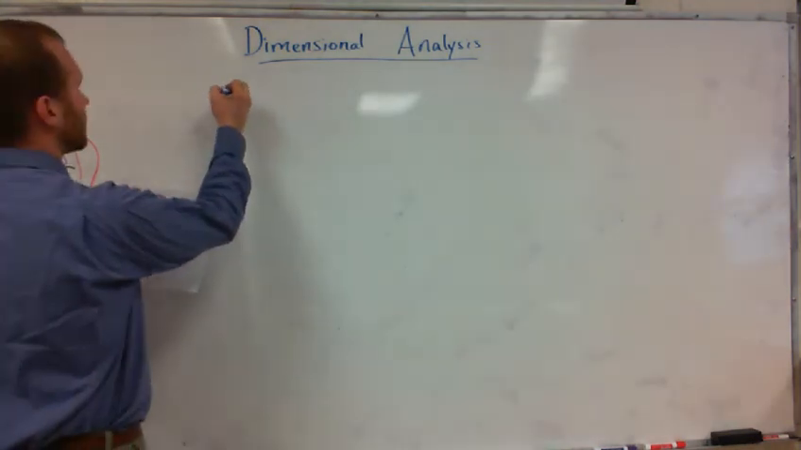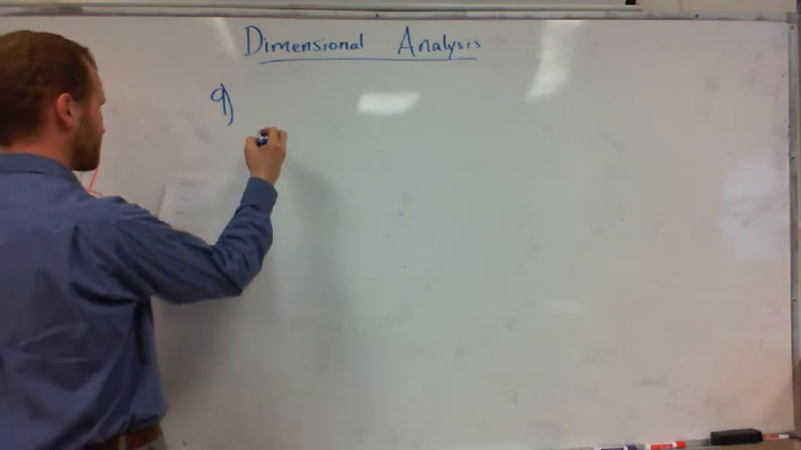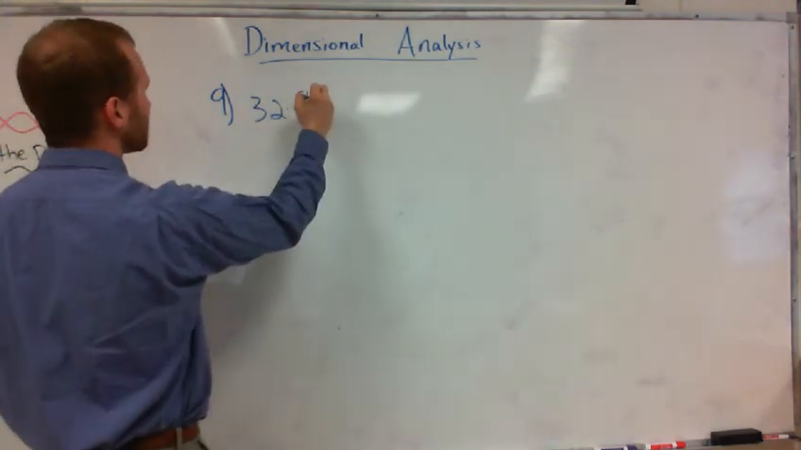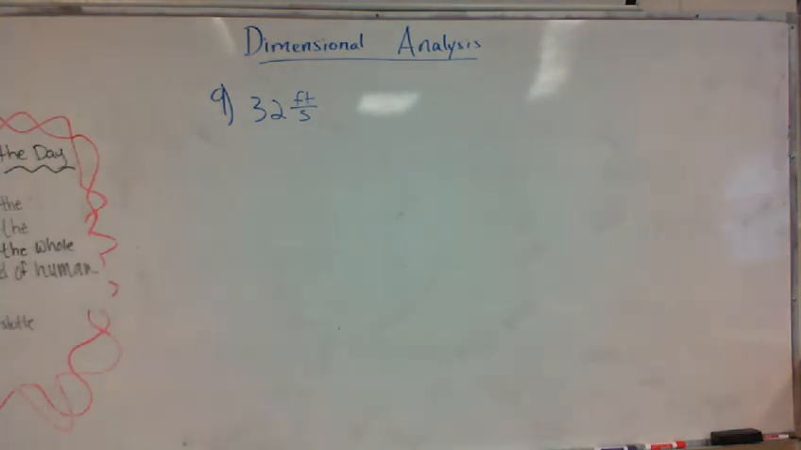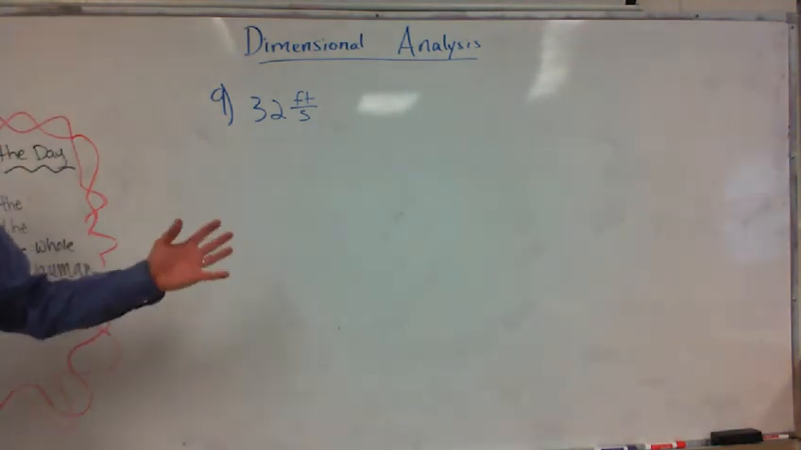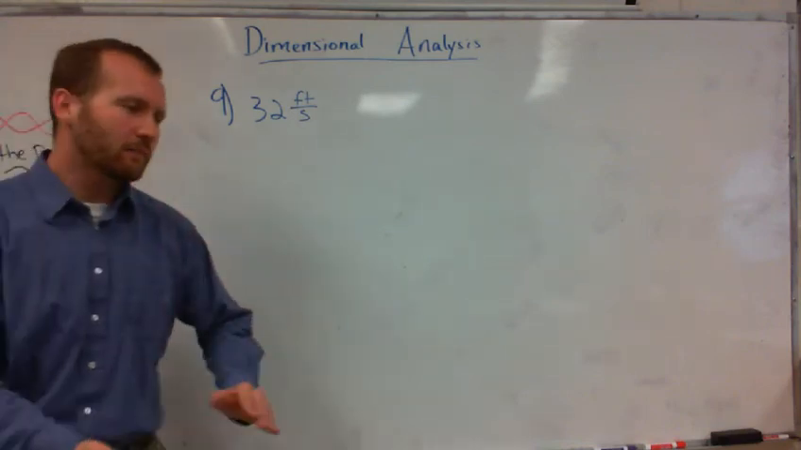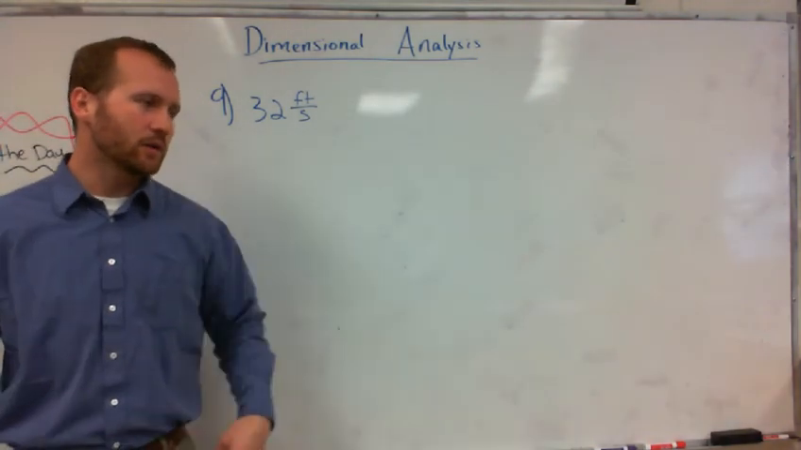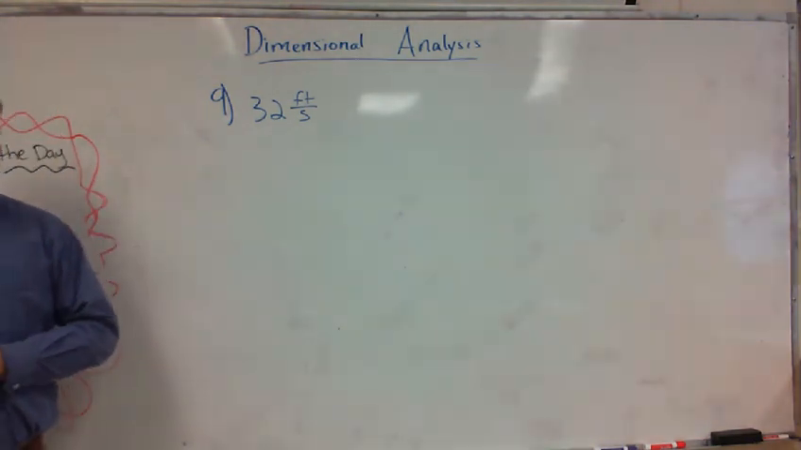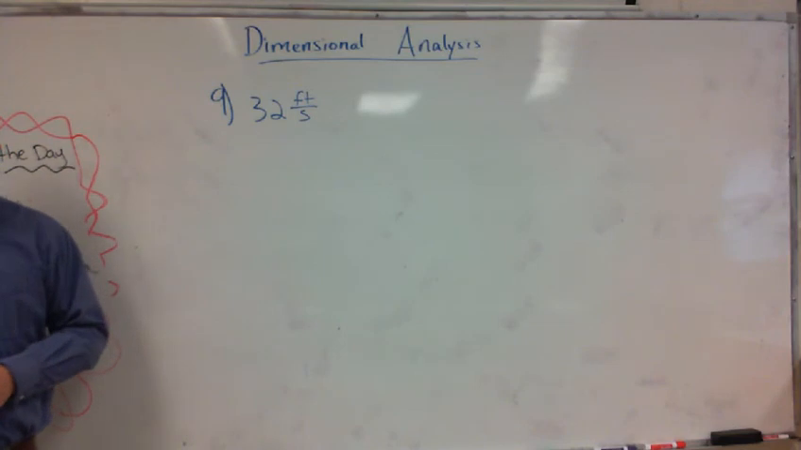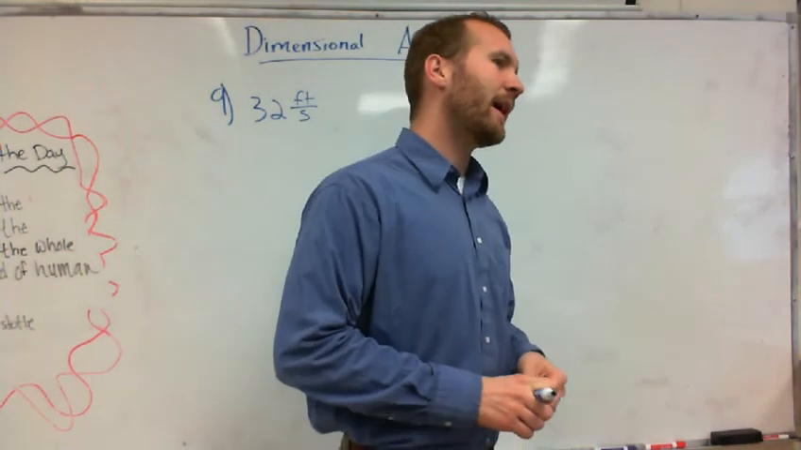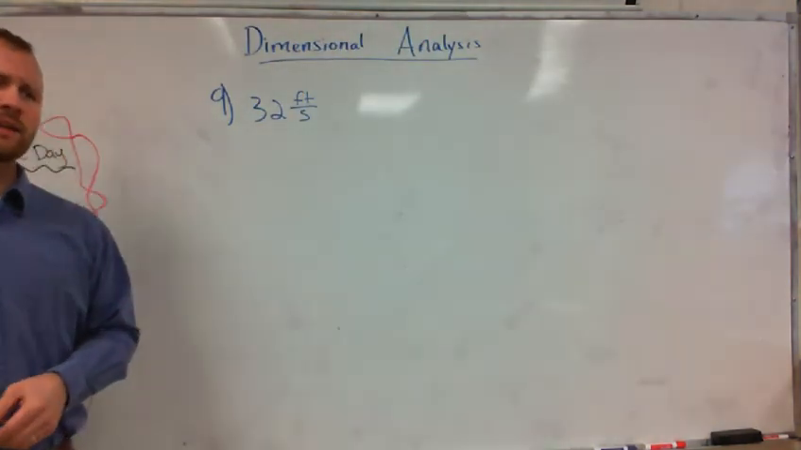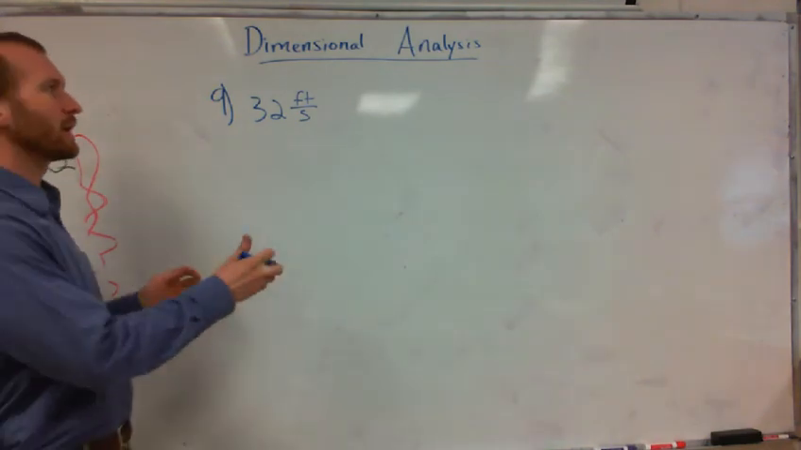Let's look at number 9. 32 feet per second. And I want to convert that into meters per minute. So let's say you're timing how fast you can run or something like that, right? And maybe you have it all measured out in feet, and you calculate that you can run 32 feet per second. But then you say, wait a second, I'm in science class. I can't measure in feet, I have to measure in meters, the metric system. And I don't like the way meters per second sounds. I like alliteration, so we'll go for meters per minute.